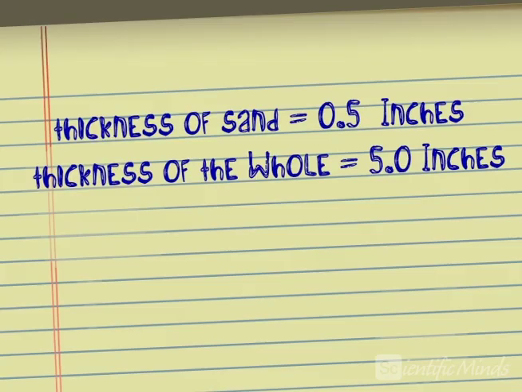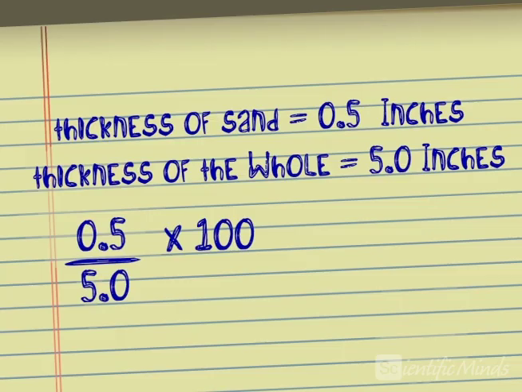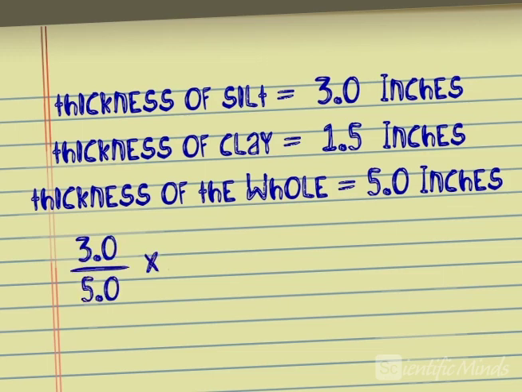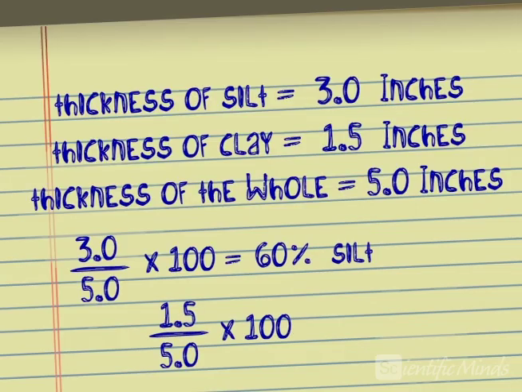Starting with the sand, he takes the thickness of sand, 0.5 inches, divides by the whole thickness, 5 inches, and multiplies by 100. His soil is 10% sand. He does the same for the silt and clay. His soil is 60% silt and 30% clay. Now the farmer uses the calculated percentages and a textural triangle to find the texture of his soil.